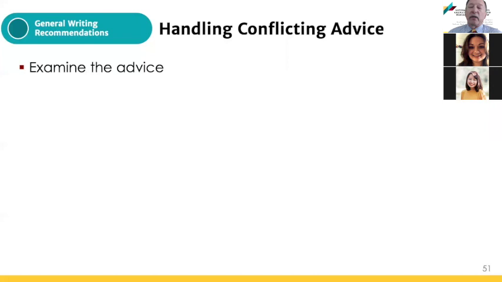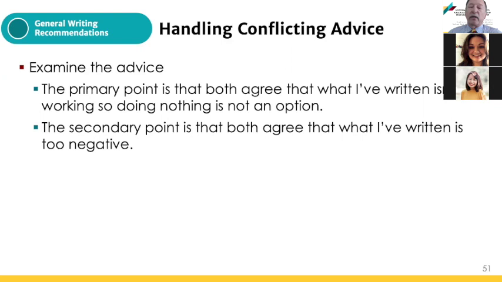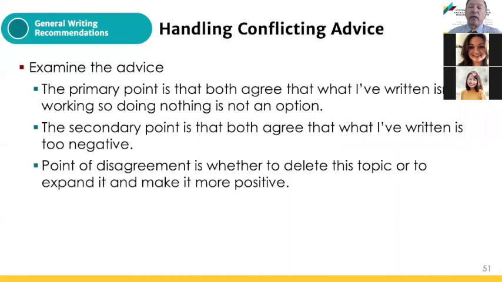So, just don't have a knee-jerk reaction to the advice, really examine it. And in this case, the primary point is that both of them don't like what I wrote, right? So doing nothing is really not an option here. The second point is that both agree that what I've written is too negative, okay? The only real disagreement is whether to delete it entirely or to expand upon it and make it more positive.